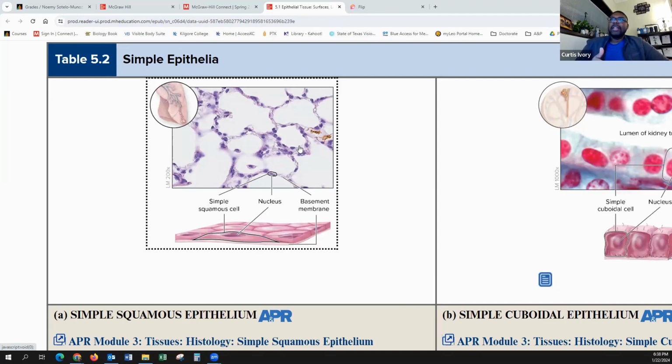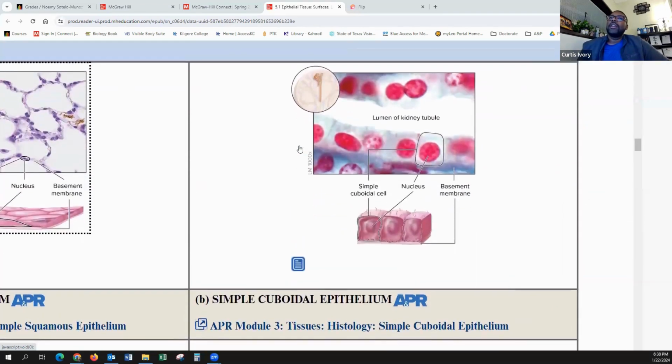If they're thin, it makes it very easy for things to pass through them. If it was stratified, which means it was several layers thick, not much is going to be able to pass through. So in the alveoli of our lungs, it's going to be very, very thin and allows oxygen and other gases and blood to pass through a lot easier.